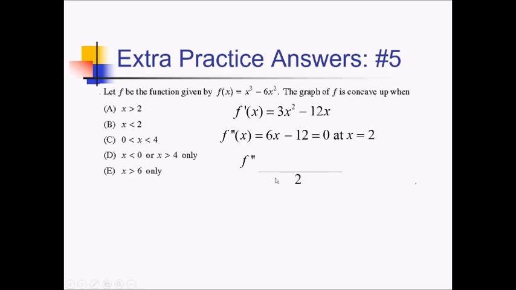So let me make an f double prime number line with a 2 as a critical value. Testing something to the left here, doing a little sign analysis, let's plug in 0. If I plug that into f double prime here, that's basically 0 minus 12, which is negative. Something bigger than 2, how about 3? That would be 18 minus 12 if I plug it in, so that would be a positive. We want concave up. That's going to be where f double prime is positive. So we see here that we are concave up for x greater than 2. And that's going to be choice A.